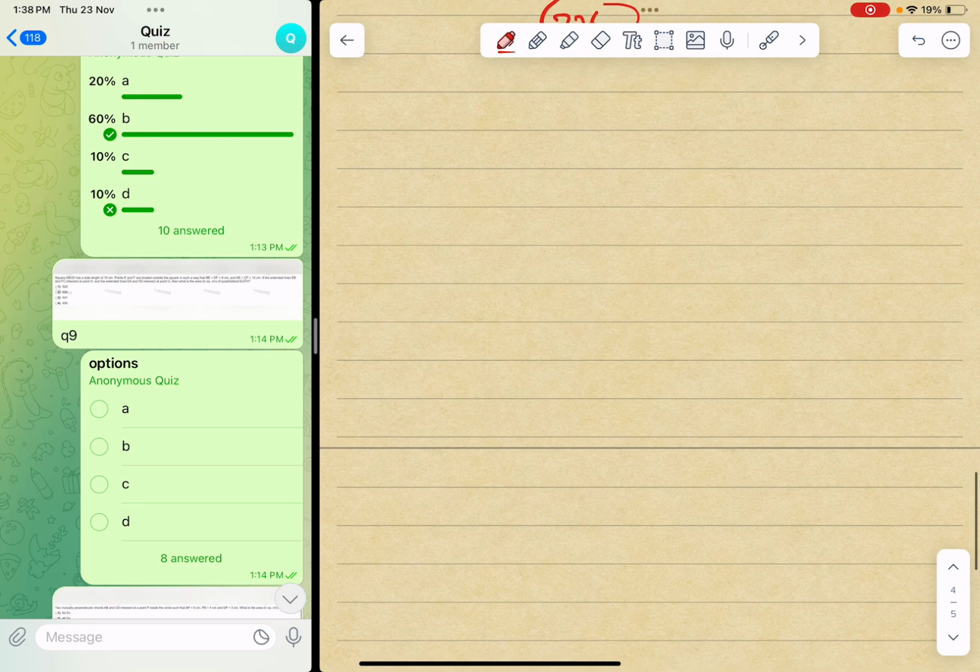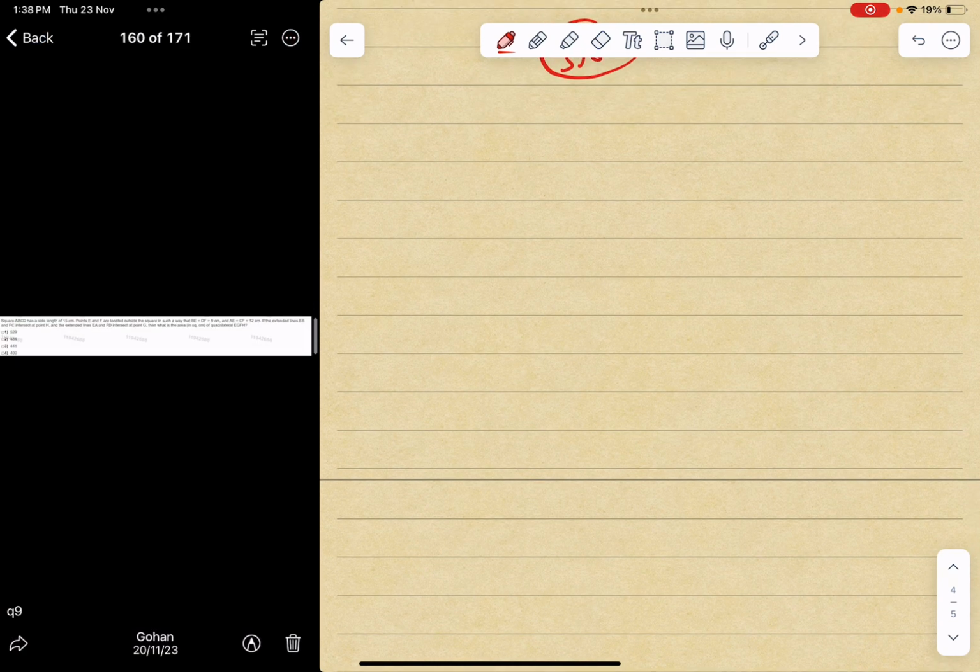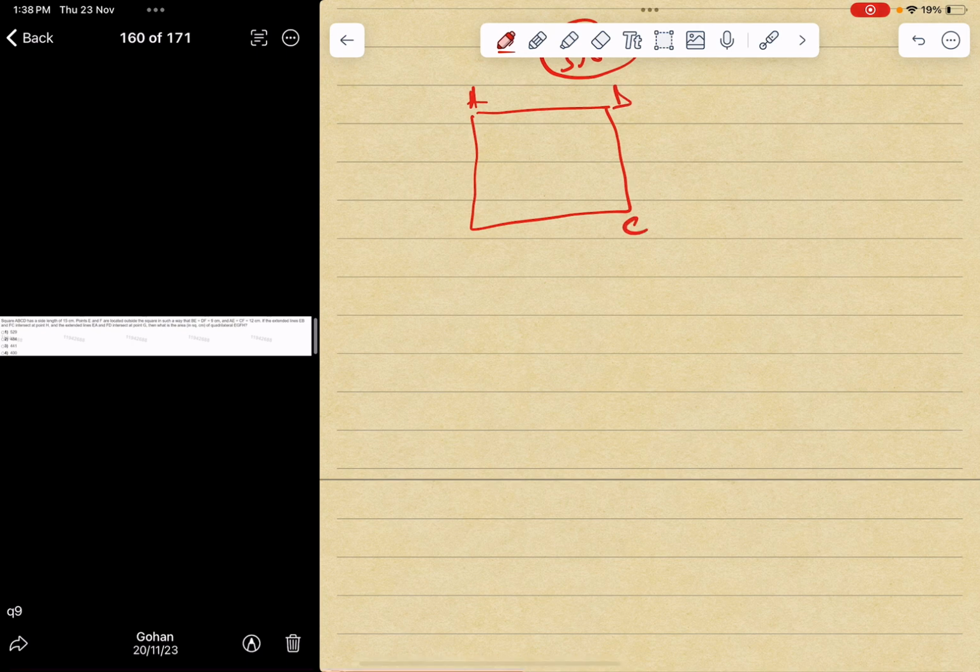This was question number 9. Square ABCD has a side length 15. Points E and F are located outside the square in such a way that BE equal to DF.